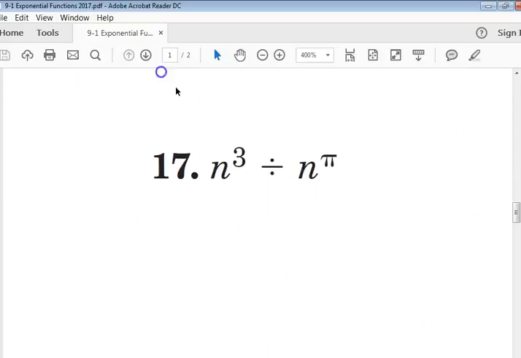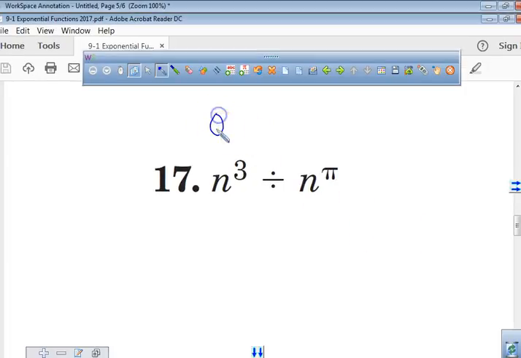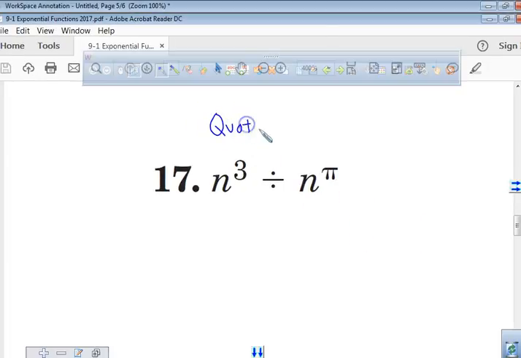Now, everybody, this is the first time we've come across what's called the quotient property.